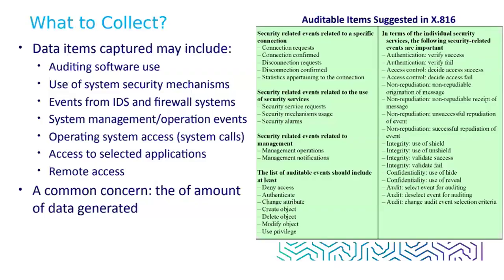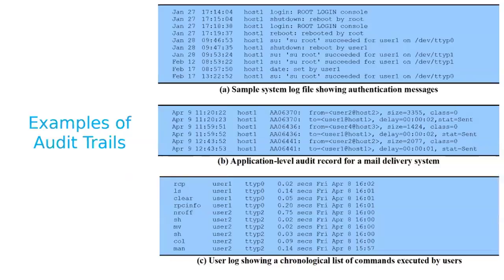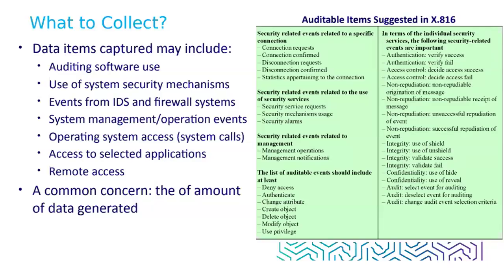So what to collect in this process, that is very important. What we need to collect, let me show you the example also. Yes, okay. So a security auditing system should record important security related activities that help the administrators to detect the incidents, investigate problems, and ensure the accountability. So the audit system may collect the data about auditing software use, use of system security mechanisms, events from IDS and firewall systems, then system management, operation failures, all these things.